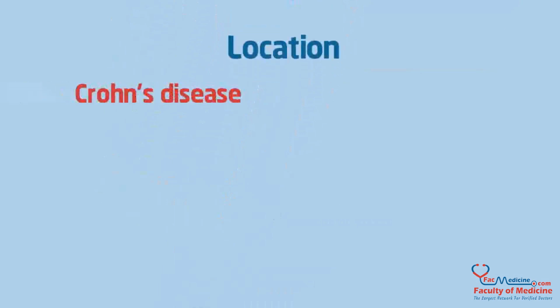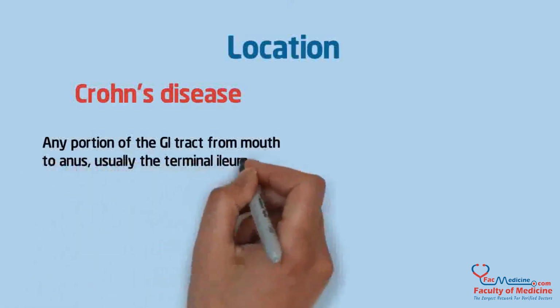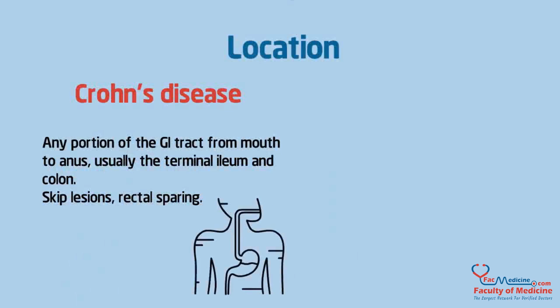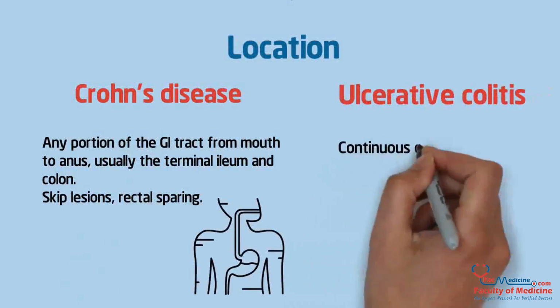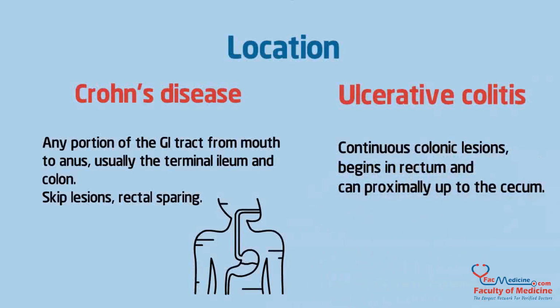Location. Crohn's disease: any portion of the GI tract from mouth to anus, usually the terminal ileum and colon, skip lesions, rectal sparing. Ulcerative colitis: continuous colonic lesions, begins in the rectum and can extend proximally up to the cecum.